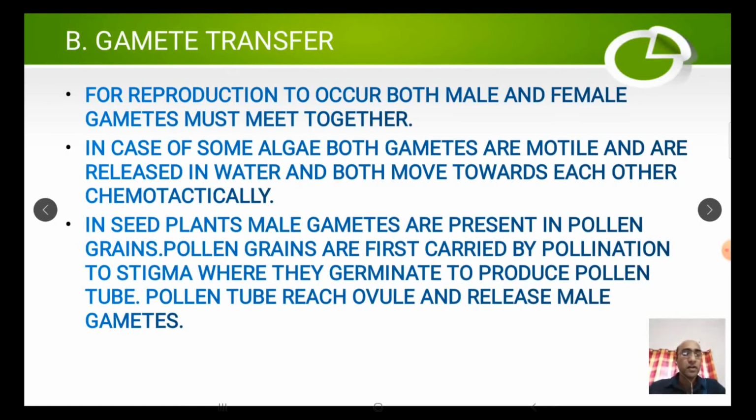Now you have already understood why gamete transfer is required, because for fertilization and reproduction to take place, both the gametes need to meet each other. And how will they meet? By the process of gametic transfer. If both the gametes are motile, then they will move towards each other and fusion takes place. And if one gamete is motile and the other one is non-motile, the motile gamete will be taken to the female gamete or the egg, so that fusion will take place, by various processes.